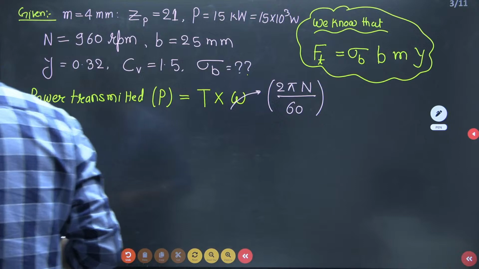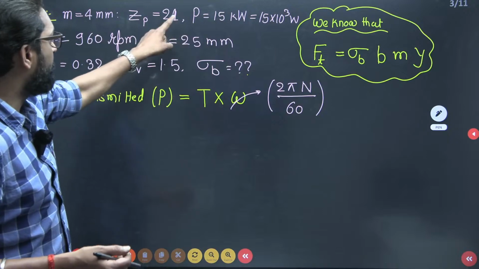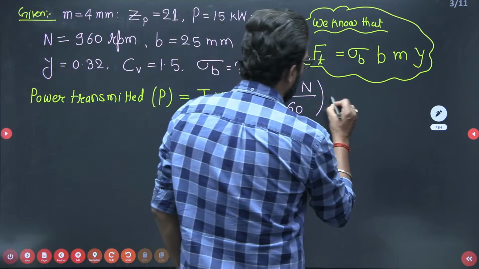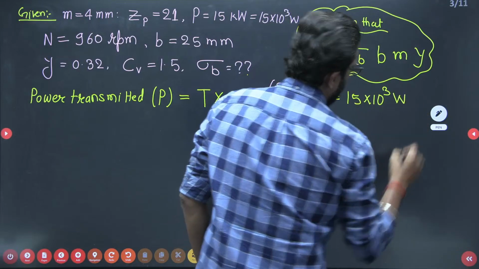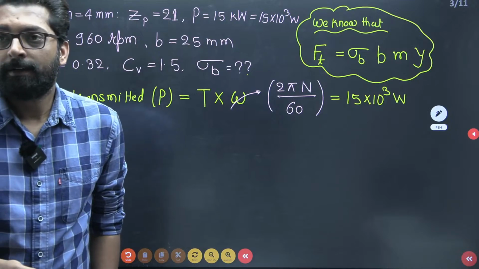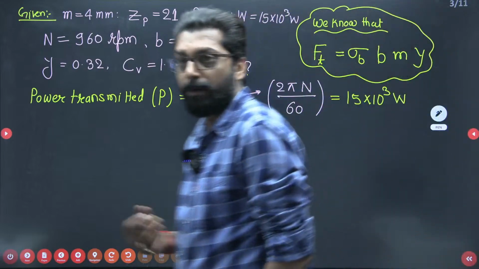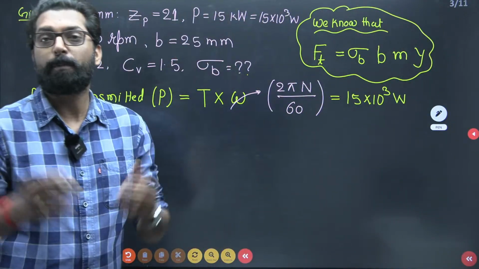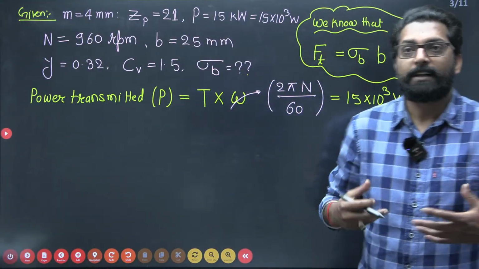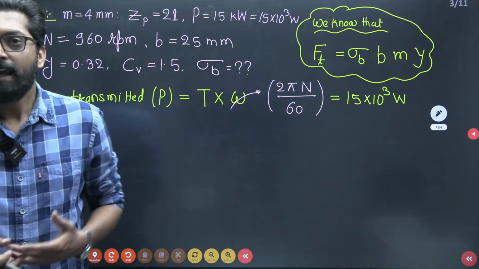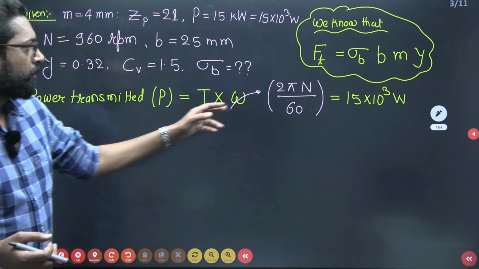Thank you. Okay. Now the power transmission by the pinion, how much is it? 15 cross 10 to the power 3. From all of you, your presence and your reply gives more power, and automatically I will boost. Okay, and that shows, what is 2 pi n? So this is okay.